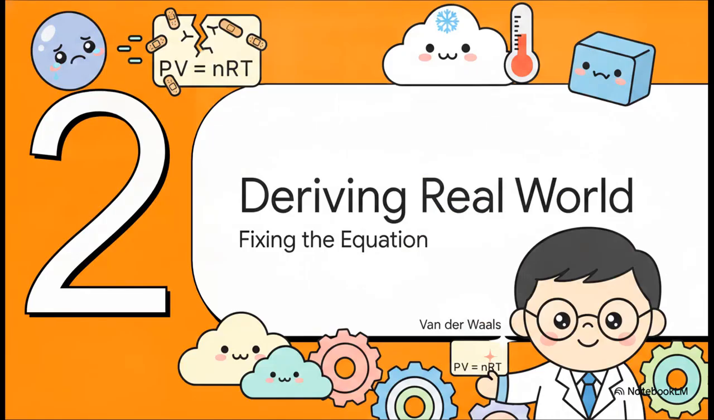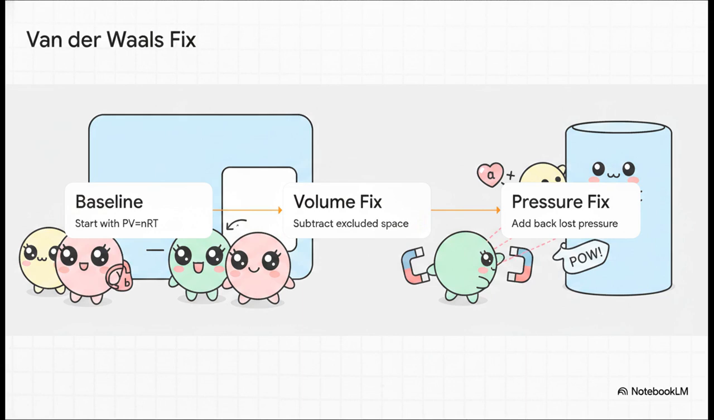Which brings us to Section 2, deriving the real world, fixing the equation. Because of those messy, real-world collisions and attractions at high pressures and low temperatures, our beautiful PV equals nRT equation just completely fails. It breaks down. So a brilliant scientist named Johannes Diderik van der Waals stepped in to conceptually derive the real world step by step. He realized he needed to make two very logical corrections to the math.